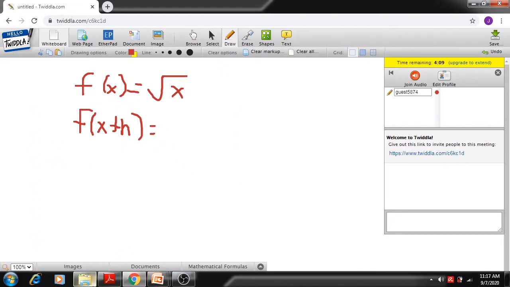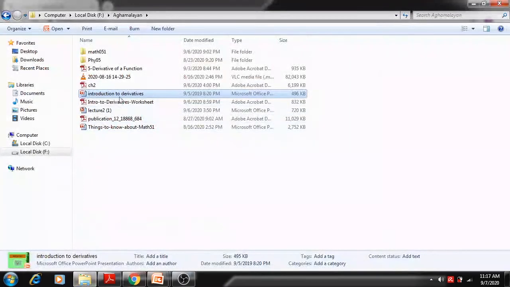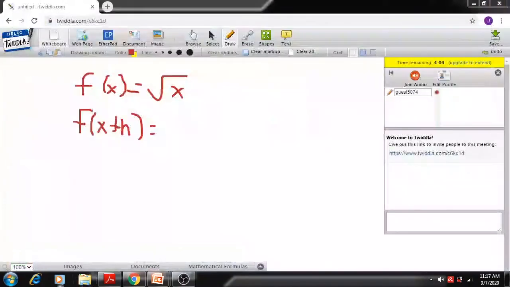Oh wait, I think I have another file here. Wait, let me... Oh wait, I actually don't have another file. Okay, so I'll have to rewrite it.